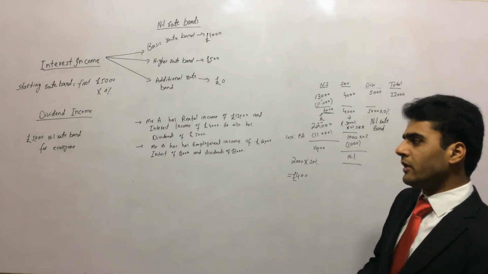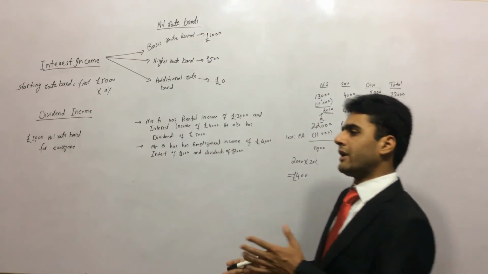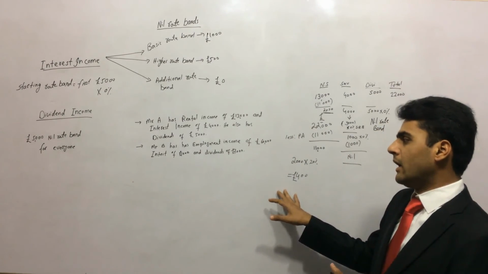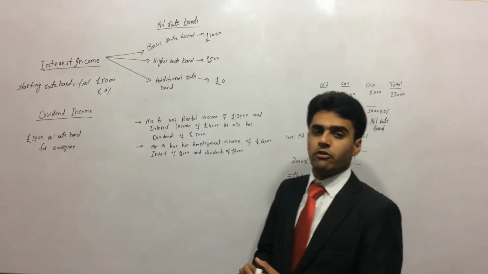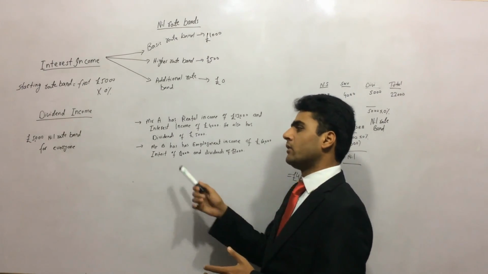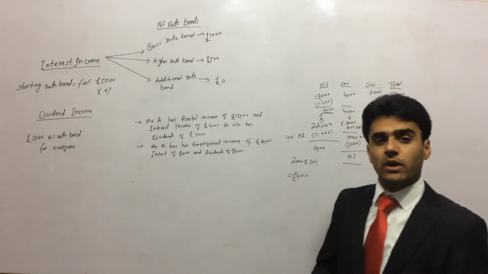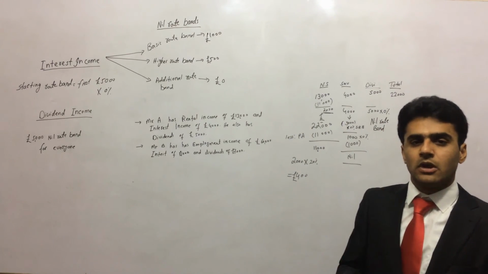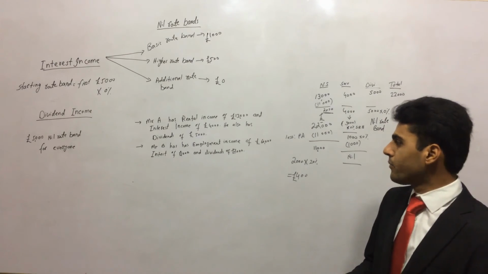As far as dividends are concerned, everybody, even if he is a higher rate taxpayer or additional rate taxpayer, will be able to get £5,000 of nil rate band. So out of that £7,000, £5,000 will be covered by the nil rate band anyway. And the remaining £2,000 he will have to pay tax according to the tables. You can see the tables. Alright?